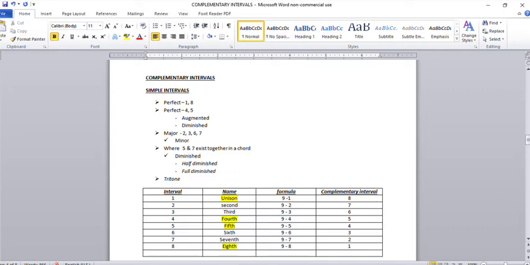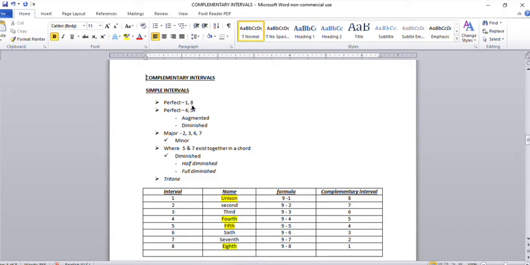But first off, intervals, simple intervals. Talking about simple intervals, we have 1, 2, 3, 4, 5, 6, 7, and 8. Now, amongst these intervals, we have 1 and 8. 1 and 8 are called perfect. 4 and 5 are also perfect intervals. But there's a difference between these two groups here.